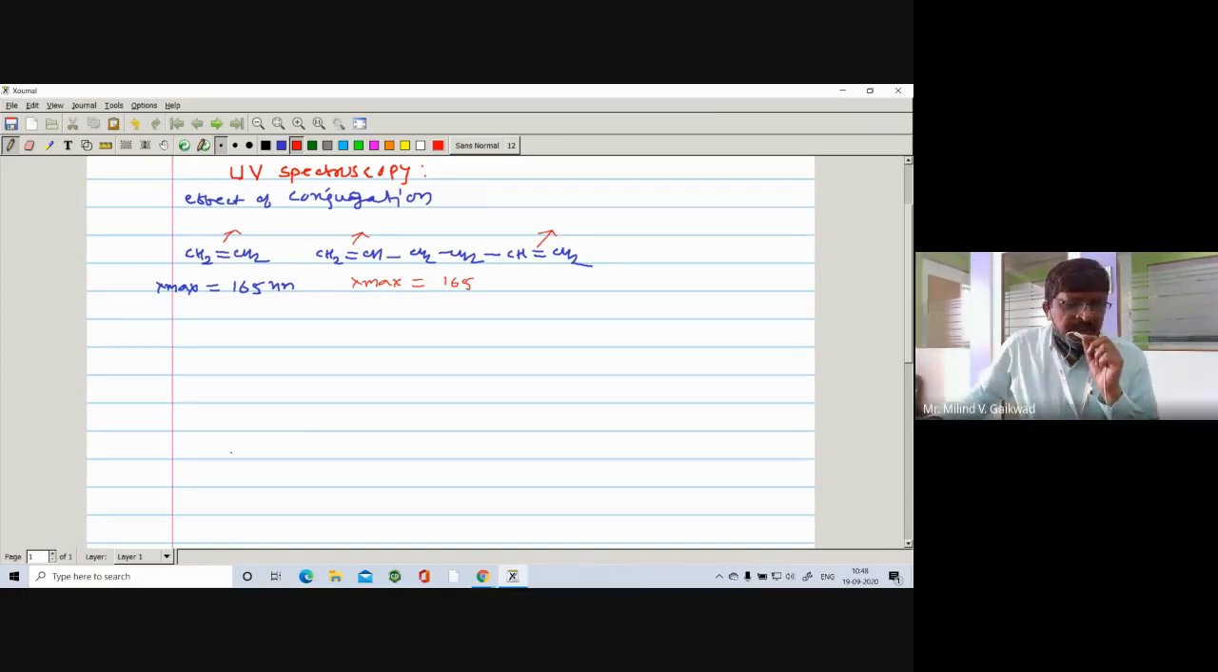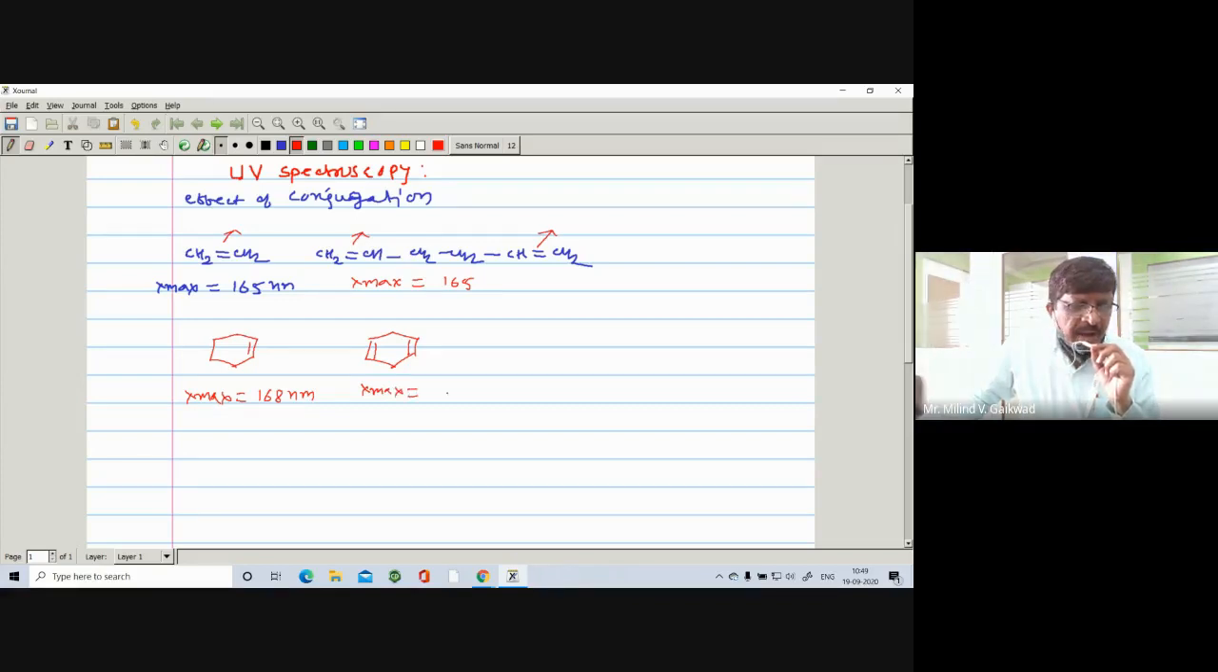Again, we'll take another example. Suppose you have such a compound. Here is a pi bond, meaning cyclohexene. So lambda max for this one is equal to 168 nanometer. And if you add one more pi bond, here is a pi bond and here is a pi bond. These two pi bonds are there, but they are not in conjugation. Single bonds are there. So again, you find that this lambda max will appear at 168 nanometer.